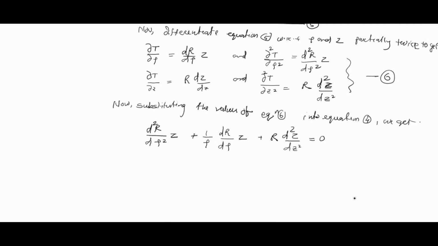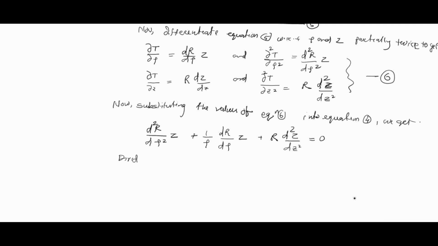Now what we have to do? We have to eliminate Z from the first term and Z from the second term and R from the third term. How can you do that? By dividing the whole equation by RZ. If you divide the whole equation by RZ, in the first term Z and Z will cancel, we will get 1 by R. Here also Z and Z will cancel, we will get 1 by R. And here we will get 1 by Z.